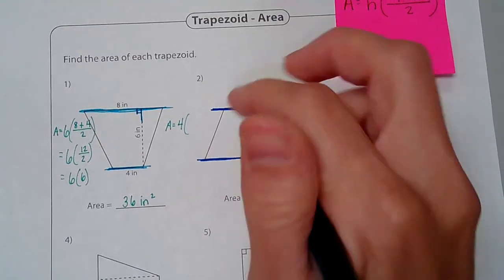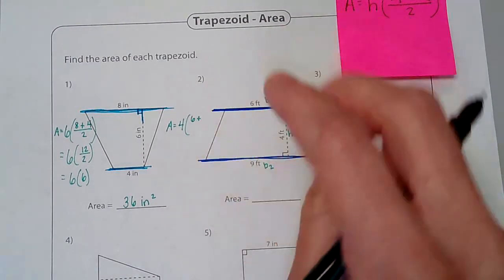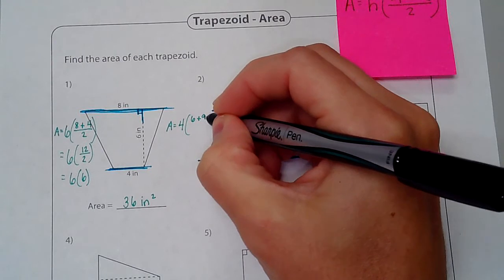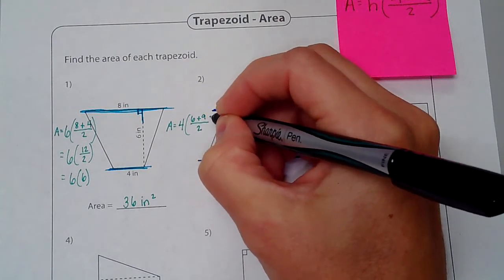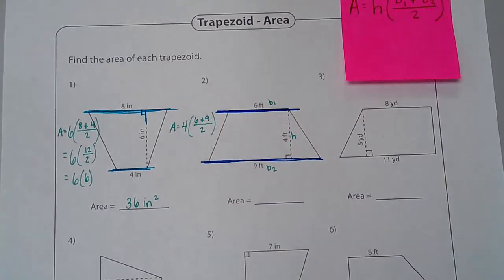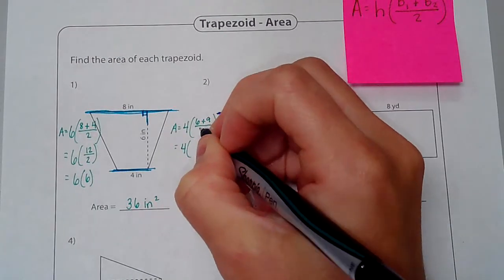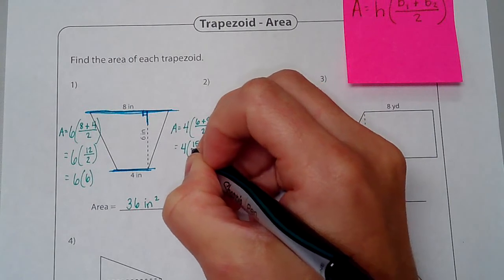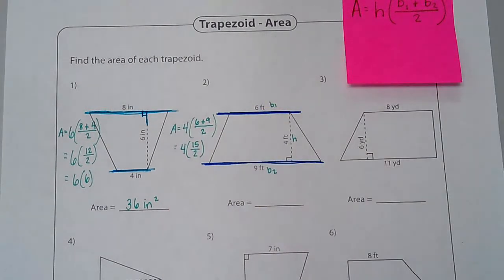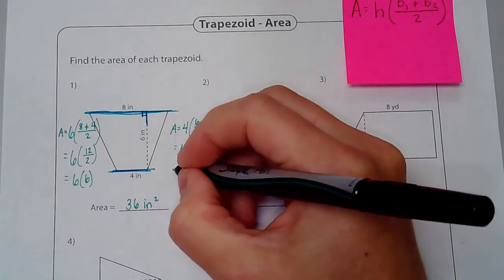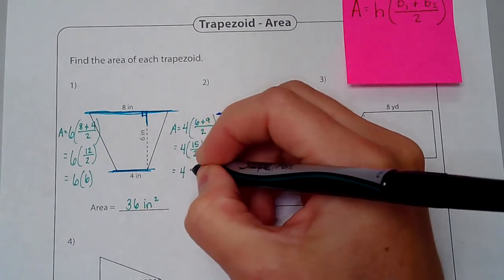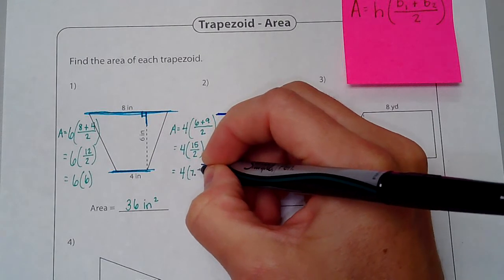All right. One of my bases is 6. The other base is 9, divided by 2. Okay. Do what's in parentheses first. Leave the 4 alone for right now. 6 plus 9 is 15. All right, so now I need to still do what's in parentheses. 15 divided by 2, this is where it gets a little messy, is 7.5.